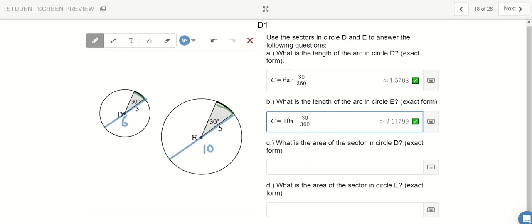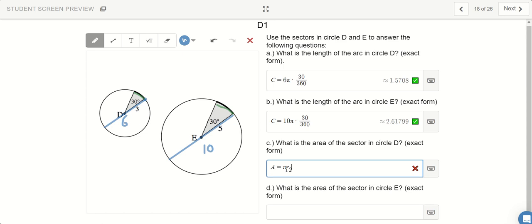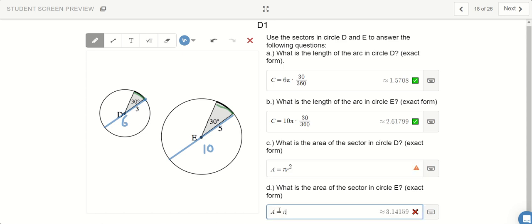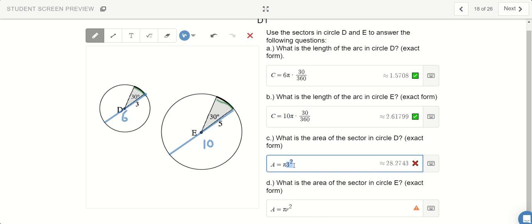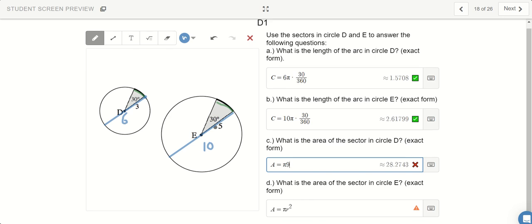Okay. Let's go to the next one. What's the area? We know the area formula is pi r squared. Area is pi r squared. Okay, and so here we know the radius. This radius is 3, so pi 3 squared, or 3 squared is 9, pi 9. And here this is pi 5 squared, the radius is 5. We know that 5 squared, 5 times 5 is 25.